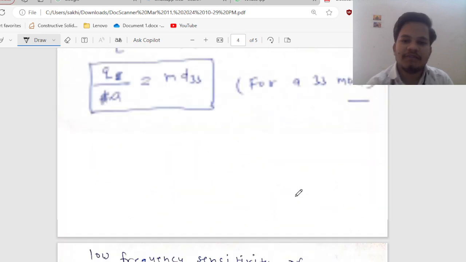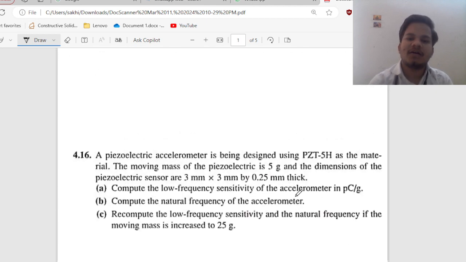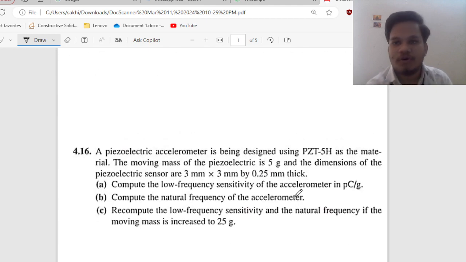So this example will give us a feel of the application of piezoelectric materials and how we can use piezoelectric materials in various applications, right?